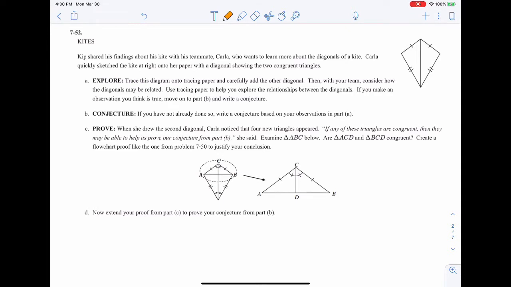Now, if you don't have tracing paper, that's no problem. You can simply use your graph paper or any white paper and hold it up to the computer screen and do your best to trace that kite that they're mentioning. All right, so go ahead and read the intro in letter A and then hit play when you're ready to pick it back up.